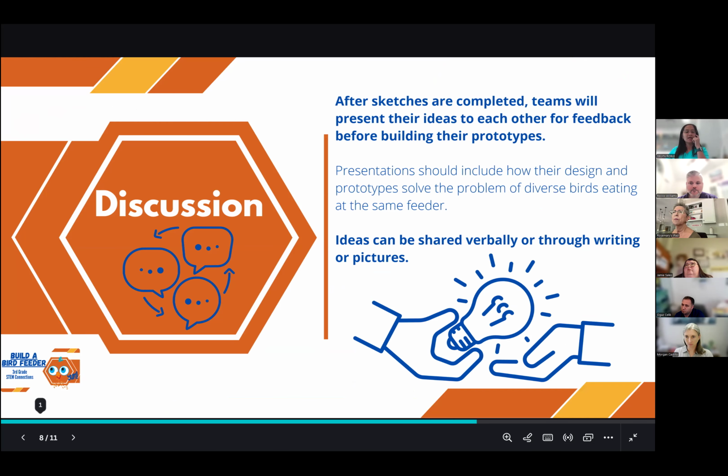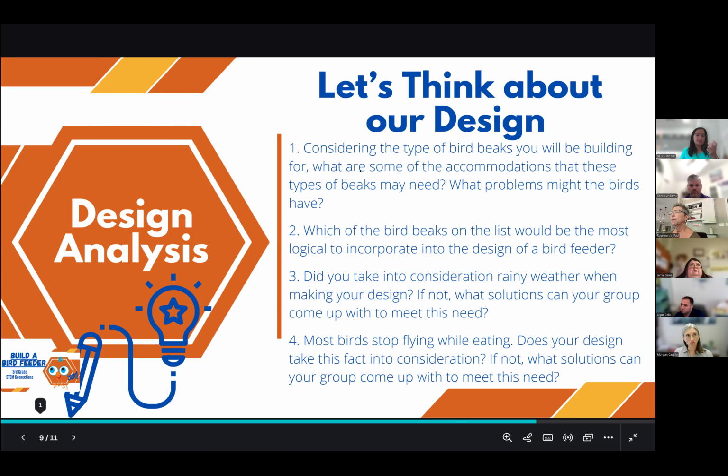You can also set this up where you might just have two teams present to each other, just to see what adjustments they can make in the process before the final showcase. They can share their idea verbally or through writing. Several of our teachers have a Google Slide going, so kids can work collaboratively online as well as in person.